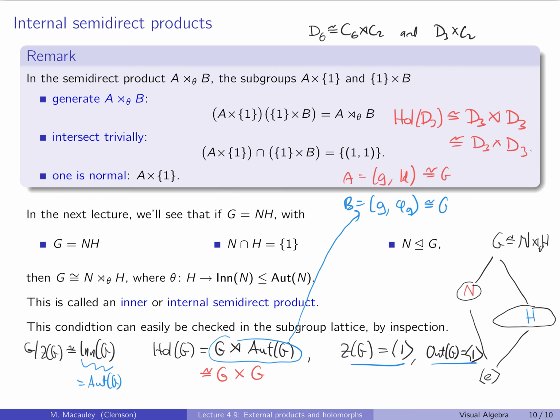Okay, so in the next lecture we will explore this. This is, again, the internal semidirect product. We'll prove it, and we'll see a lot of examples within subgroup lattices. It's one of those important skills that we will be using throughout the class, so make sure that you don't miss it.